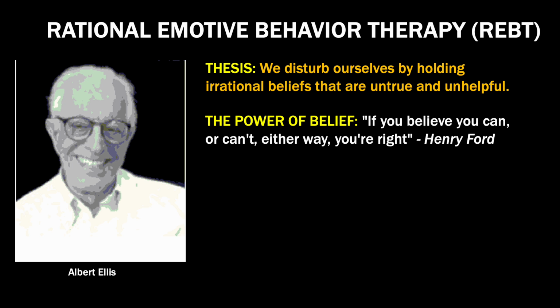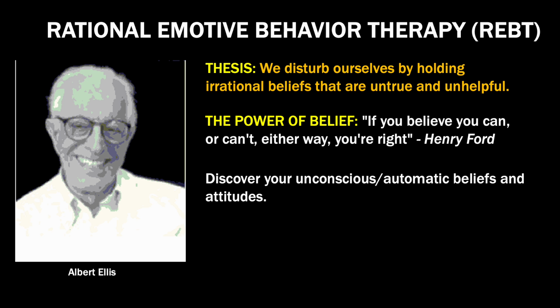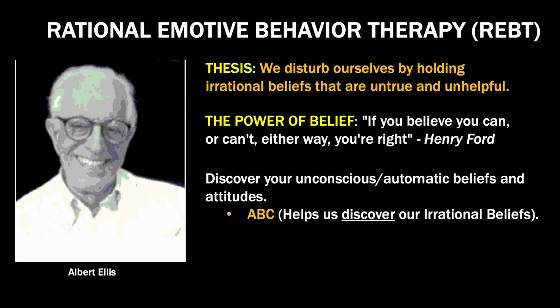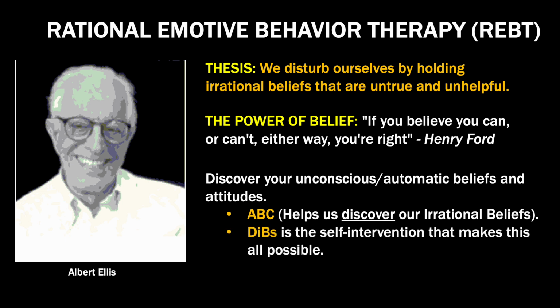In other words, we really believe what we believe, even when we are completely wrong, which is why beliefs are so consequential and unforgiving. Here, Ellis aspires to get us right with our own beliefs so we can stop disturbing ourselves. It is here where we introduce the ABC DiBs model, or simply ABC for short. This is the model for self-intervention and intervention designed to uncover irrational beliefs and to reject them before they can become behaviors, as I will illustrate in the next slide.